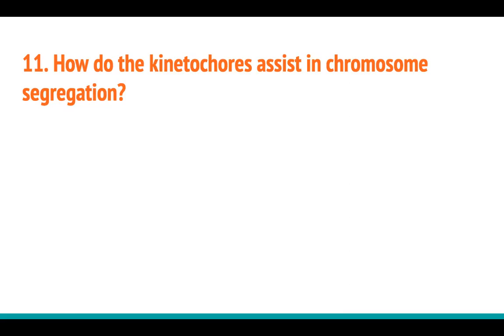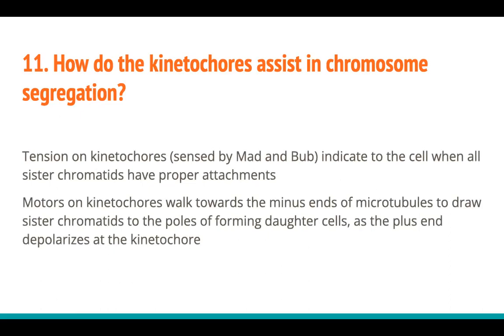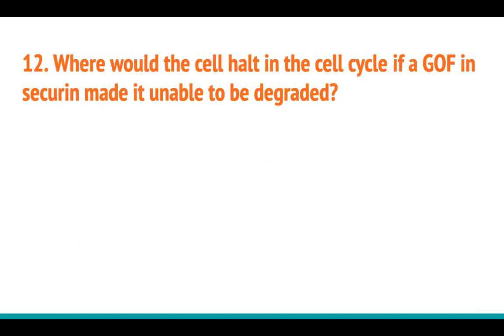Would it be motor proteins combined to the kinetochores, like dynein? Yep, that's perfect. The motors will walk towards the minus end, the polar end of your microtubules, as they polymerize at the plus end, and that pulls your sister chromatids away from each other towards either side of the daughter cells that are forming. Almost like they're eating the microtubules. That's not what's actually happening, but you can picture it that way if that helps.